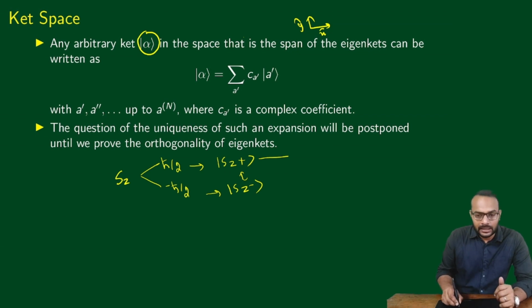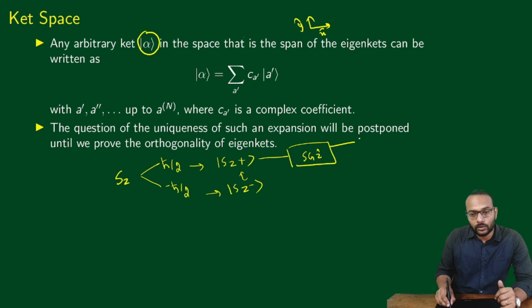Now if you send this to an SG z-hat apparatus, you only get output as Sz plus atoms. There is nothing here. This means that if this is the state, it has no component along Sz minus. It has no component along this direction. So in a sense, you can consider these as orthogonal states.